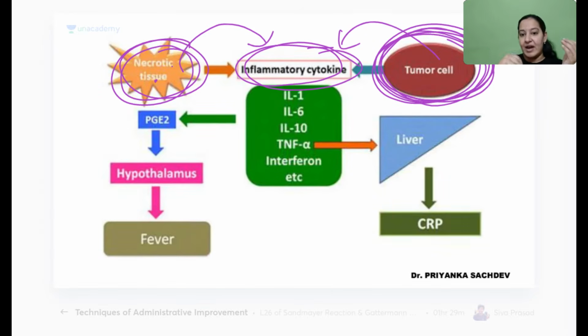So tumor तो निकाल ही निकाल रहा है, उसके central portion में जो necrosis है, that is also secreting inflammatory cytokines. Which inflammatory cytokines? Enumerate them. So inflammatory cytokines are interleukin 1, interleukin 6, interleukin 10, TNF alpha and interferon gamma. The same one, interleukins and TNF alpha और interferon gamma है. These are the cytokines. What they will do?